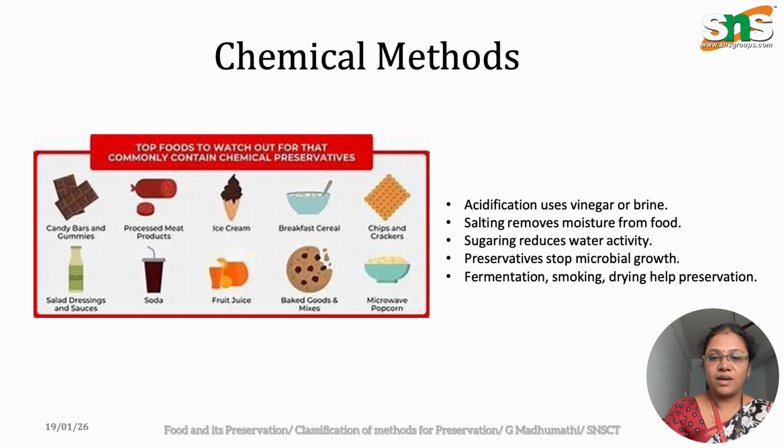The first one is the chemical methods. Chemical methods include acidification, salting, sugaring, fermentation, smoking or drying. These are the types of methods by which the particular food can be kept at a safer level, that is, we can control the water activity or the pH value of the food. Even for the preparation of pickles, brine solution, that is salt or brine solution or vinegar, also acts as one of the chemical preservatives.